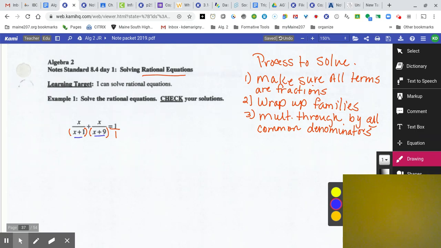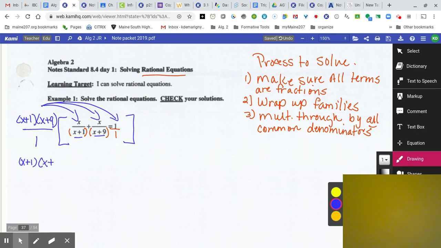So what I have to do is multiply the entire equation by those two factors, x plus 1 times x plus 9. I'm going to put that over 1, and I'm going to distribute it to the first term, the second term, and to the third term. So all three of them are going to be multiplied by x plus 1 times x plus 9. All right, watch this. So I'm going to say x plus 1 times x plus 9 over 1 has to be multiplied by the first term, which is x over x plus 1.